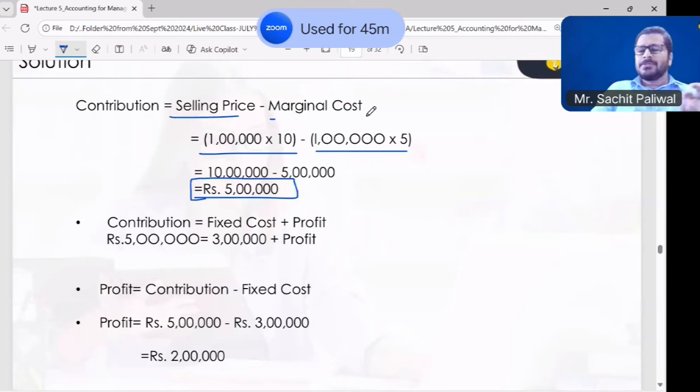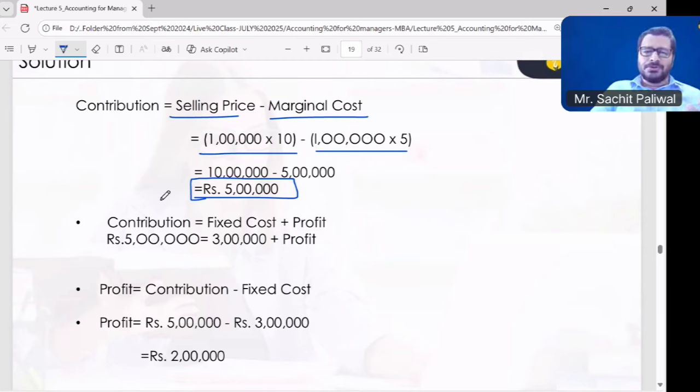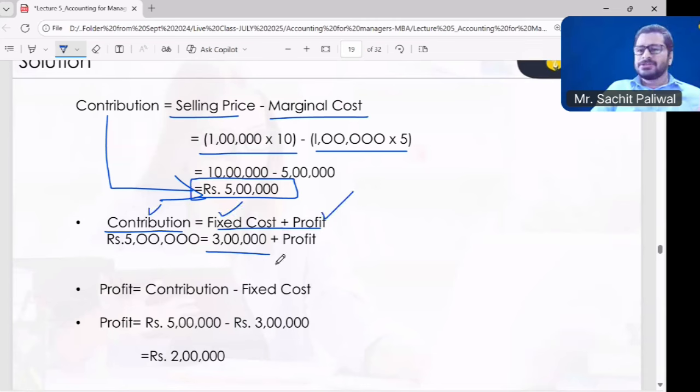Contribution is selling price minus marginal cost. What is your selling amount? 10 lakh rupees, 10 rupees per unit. What is your marginal or variable cost? 5 rupees per unit. So your contribution is 5 lakh. This contribution is nothing but gross profit. From the gross profit, gross margin or contribution, you have to deduct your fixed expenses, which are anyway fixed or constant, which is 3 lakh rupees. So contribution is equal to fixed cost plus profit. We need to calculate the profit because the fixed cost and contribution are provided. So how much is the profit? 2 lakh rupees.